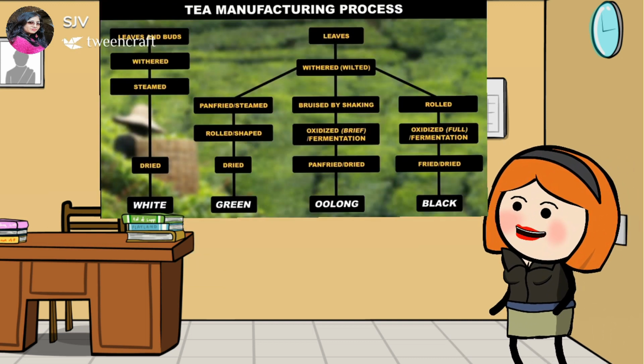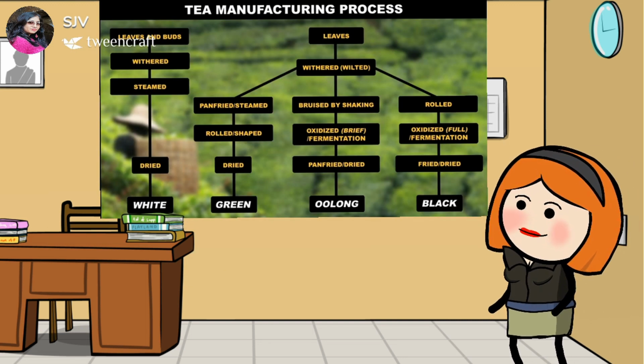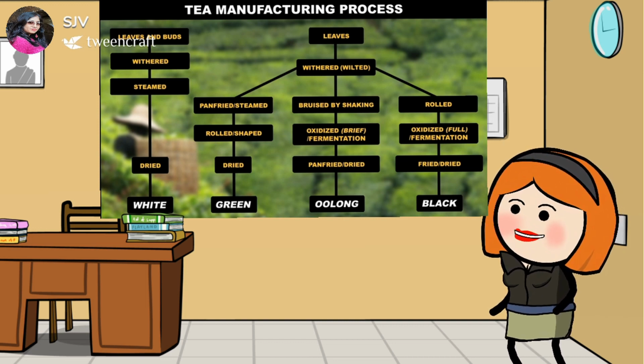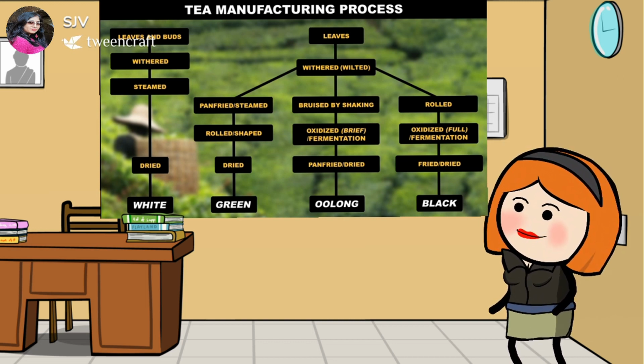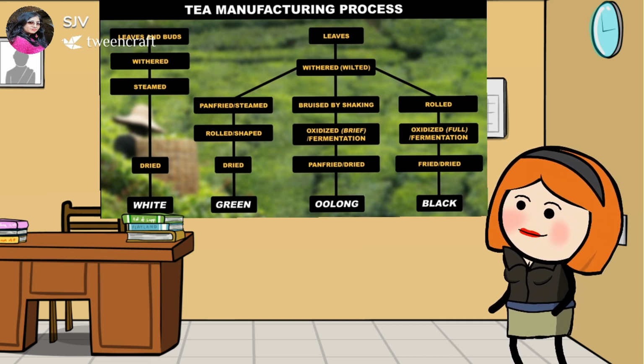So this was all about the different types of tea and how they are processed. In the next lesson, we are going to discuss how tea cultivation is done and which climate is best for tea cultivation.